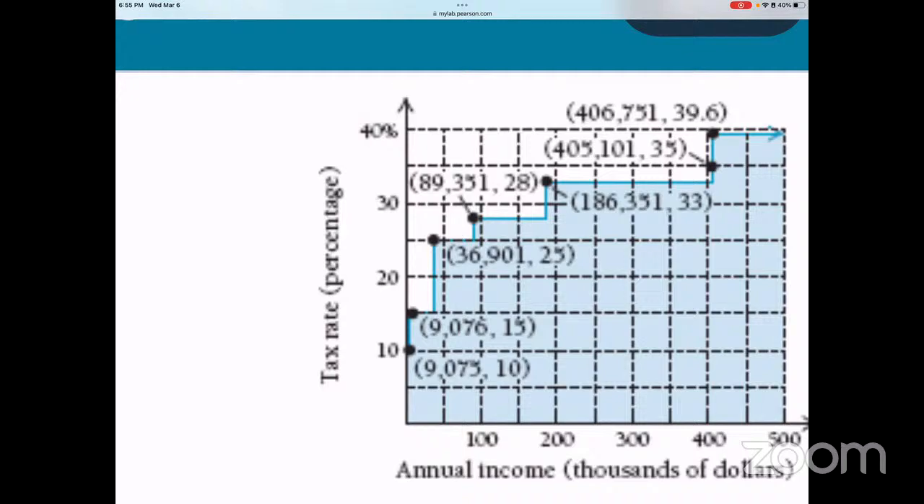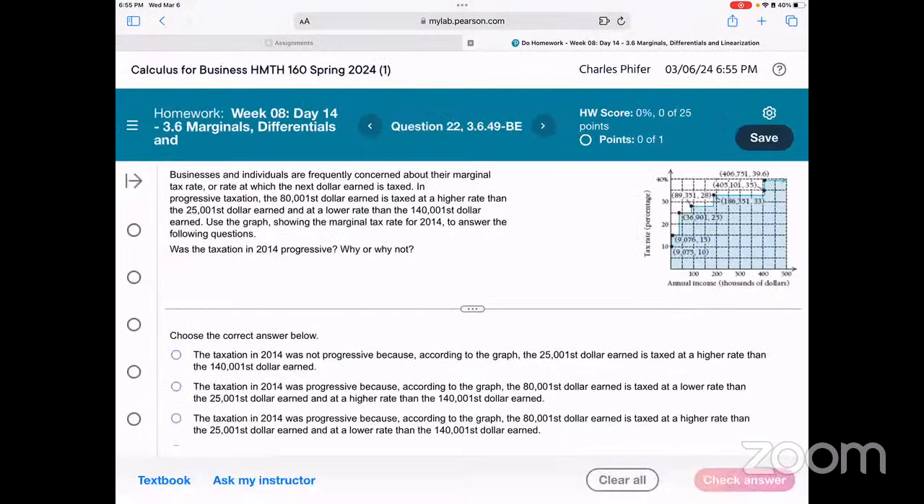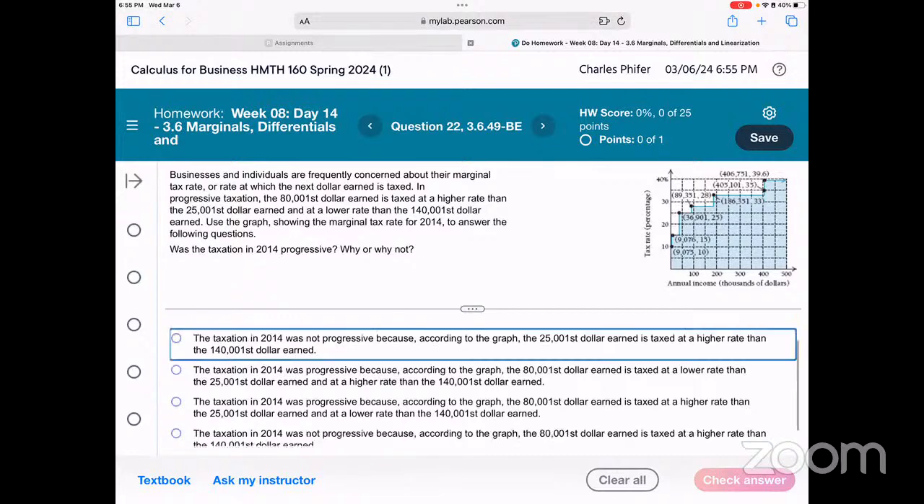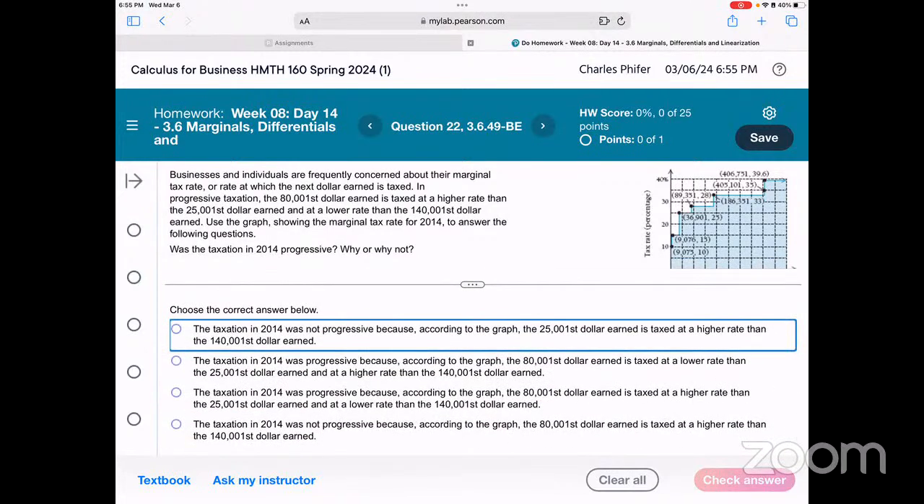Let me see. I feel like it's not the first one and not the last one, because I feel like it is progressive. So I would rule out the first one and the last one, because those are saying that it's not progressive. Then the second one says it was progressive because the 80,000 first dollar earned is at a lower rate. Nope, that's backwards. So I think it's C, through process of elimination.